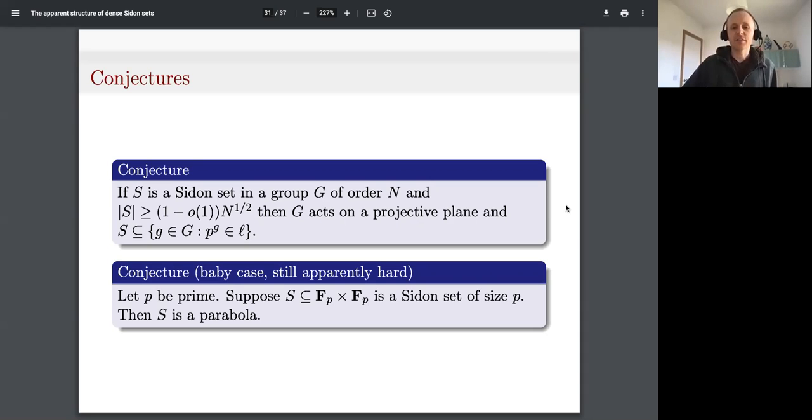So here's a sort of baby case of this conjecture that we still have no idea how to solve. You take the group to be F_p cross F_p, and suppose I have a Sidon set S of size p. Then the conjecture is that S must be a parabola. This is known to be true if S is the graph of a function, so if it has the form (x, 5x) as x ranges over F_p, or if it satisfies a sort of vertical line condition, then S must be a parabola. But once you omit this vertical line condition, it's totally unclear. Okay, so I think I'll just stop there.